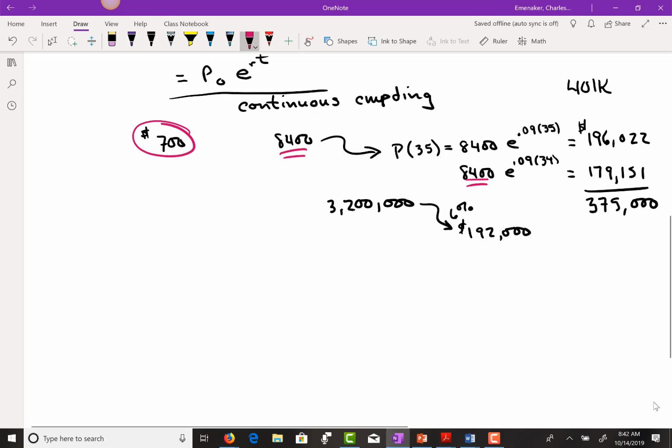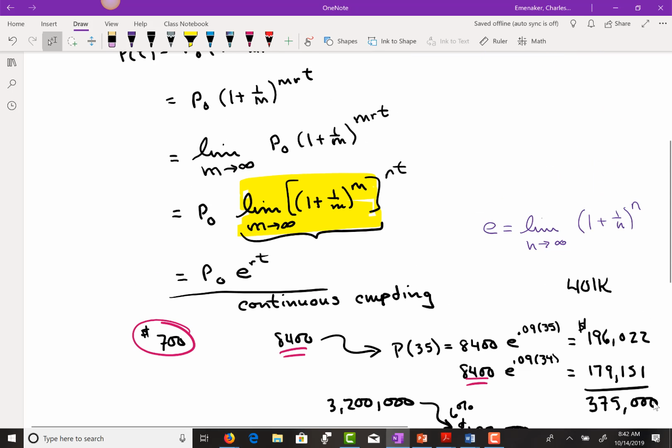Does this make sense on how to use this formula? Where this formula comes from? Where E comes from? The definition of E? The cool thing is, if we take that (1 + 1/n)^n and you put it in your calculator into y1, then we go to the table. As you put in bigger and bigger numbers for n, you get the 2.7 number that comes out as being the value of E. That's where the value for E comes from.